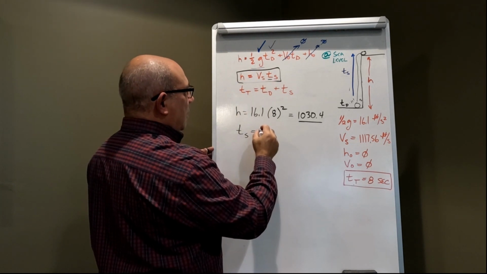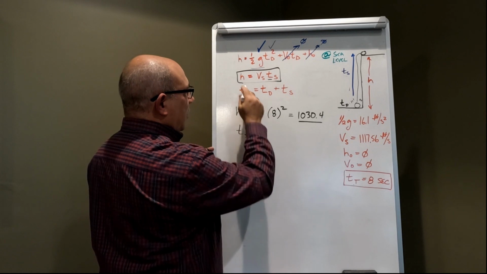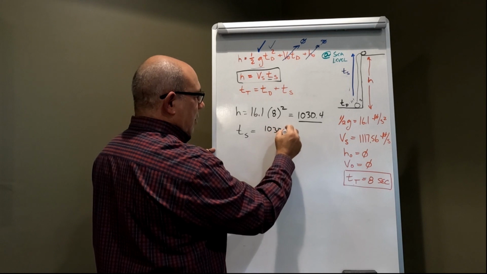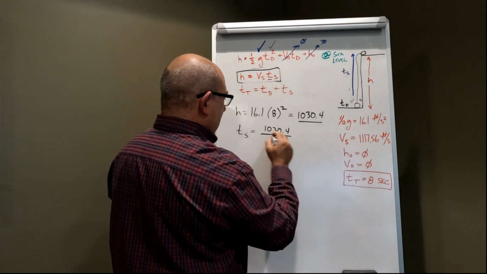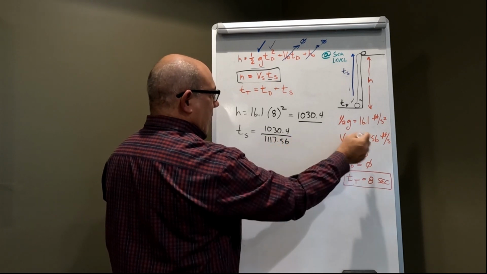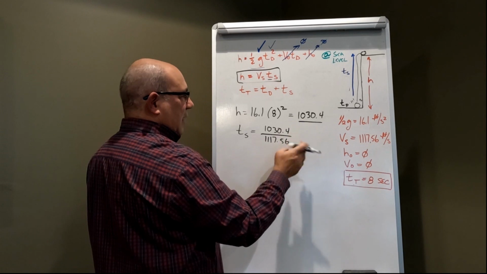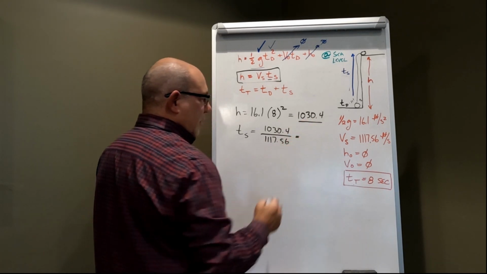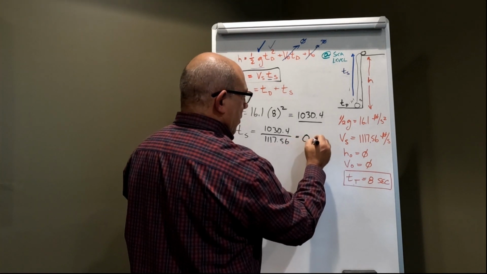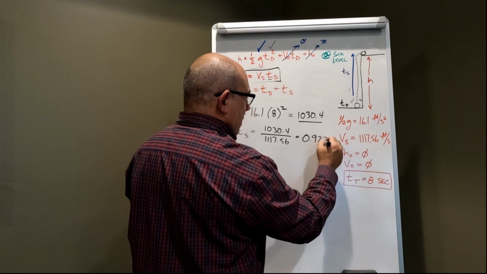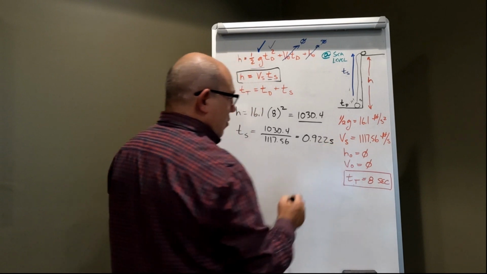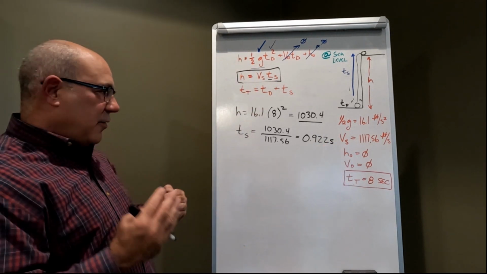the height divided by the velocity of sound. The height is 10,030.4, and we're going to divide that by 1117.56. I'm not going to put the units; this is feet per second, flip it over, you get seconds. I'm not going to worry about tracing the units all the way through, just because of space. We get 0.922 seconds, which will be that initial time that we have for sound.